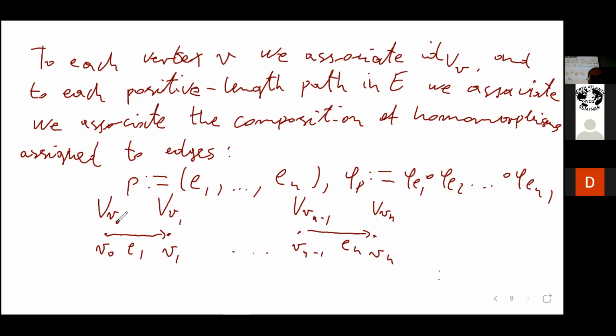The homomorphism goes from the vector space which is at the end of a path to the vector space which is at the beginning of a path. So here is my phi En, and here is my phi E1. You see this composition makes perfect sense, because first I apply phi En, then I apply phi E(n minus 1), and so on and so forth. So it makes perfect sense. I mean, these things really compose.